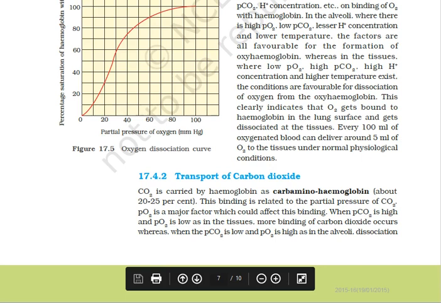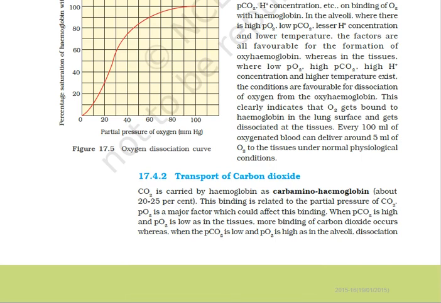Of CO2. Transport of gases in blood, that is transport of oxygen, we have already studied. Now we'll begin with the transport of CO2 in the blood. About O2, I have already discussed how much O2 is transported and in what conditions it is transported. Now about CO2, about 4 ml of CO2 is transported by every 100 ml of blood, and CO2 is transported in 3 forms in our blood.